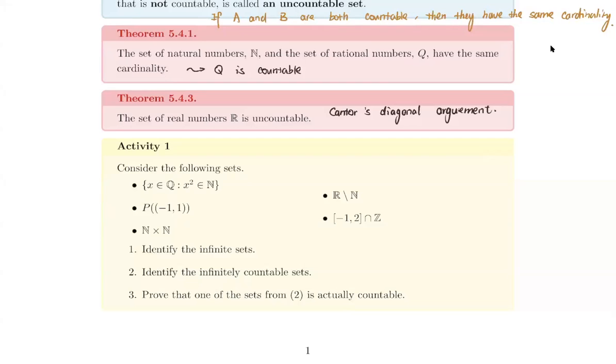But that's just a joke. I'm not saying you should take drugs when you do math.